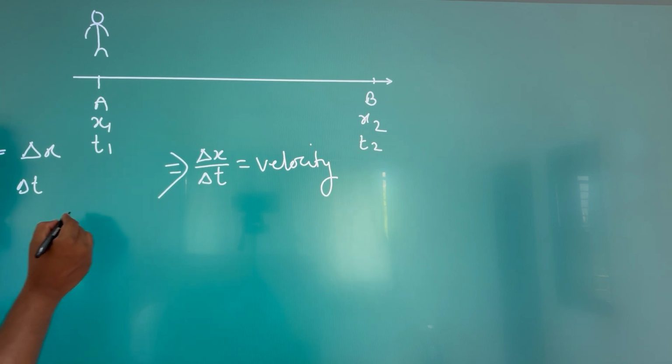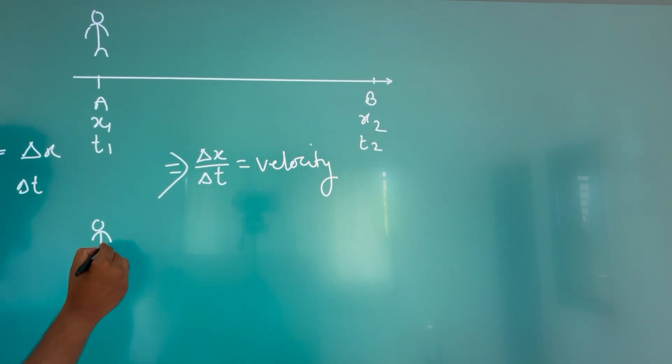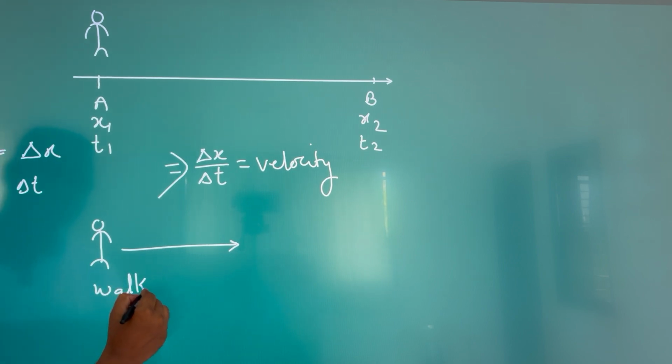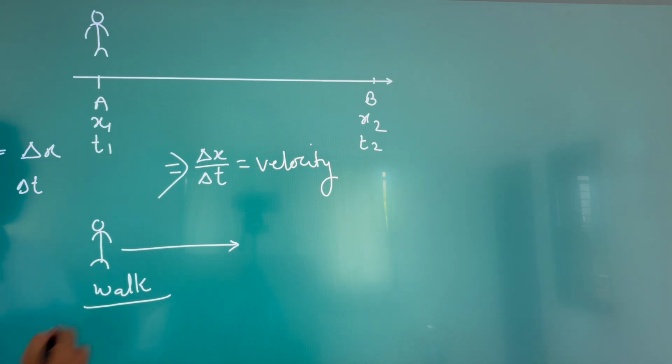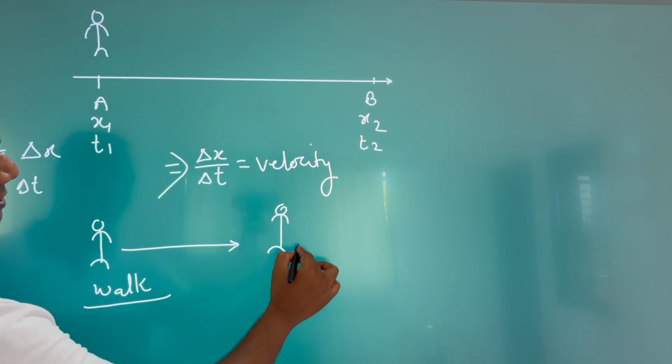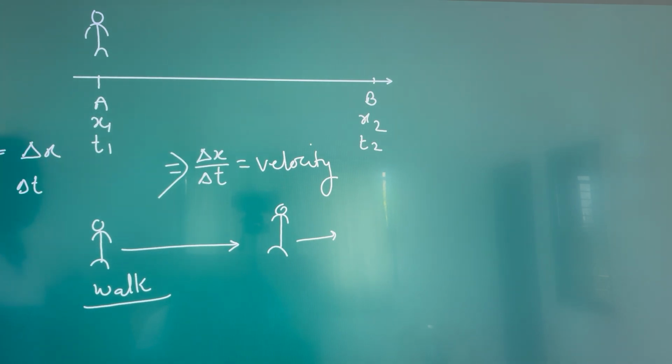Now, suppose this is a person. This person starts to walk. Initially, this person was seated at a particular point. Suppose I am standing here and I just started to move forward. Then there are two velocities. After some time, this person achieves a certain velocity after time t.